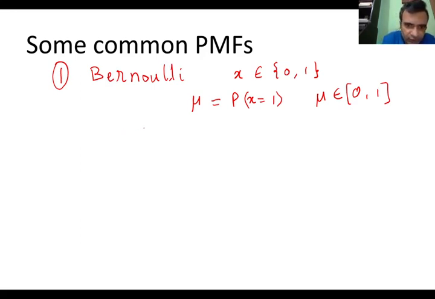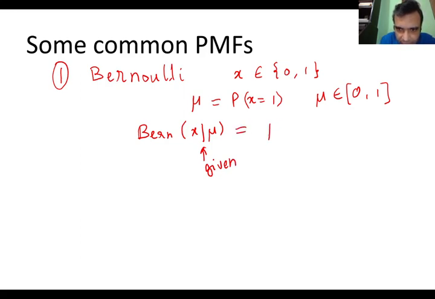So what is your distribution? Your distribution, this Bernoulli distribution for x given mu. Okay, this line is called given. Okay, is going to be mu to the power x and 1 minus mu to the power 1 minus x.